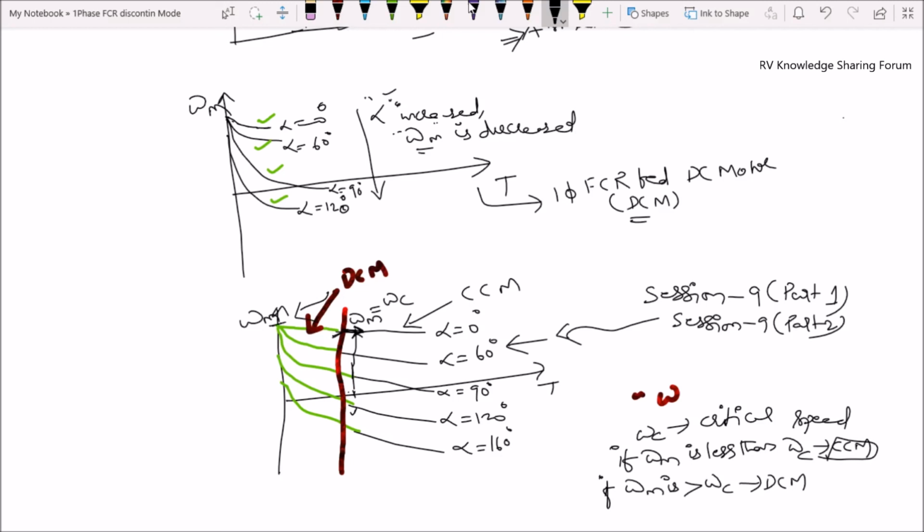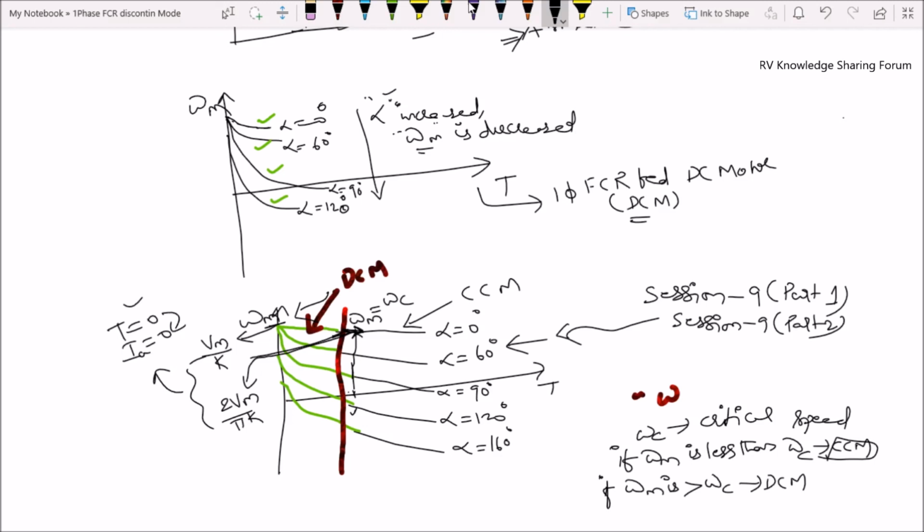Now let us mark the no load speed. See here will be the no load speed. The no load speed of this discontinuous conduction mode is Vm by k, whereas the no load speed for the continuous conduction mode at this place is 2 Vm by pi k. How this is achieved is, whenever armature current is equal to 0, our torque is equal to 0. That means no load. So under no load, our torque will be 0.